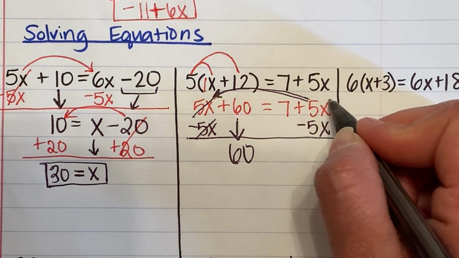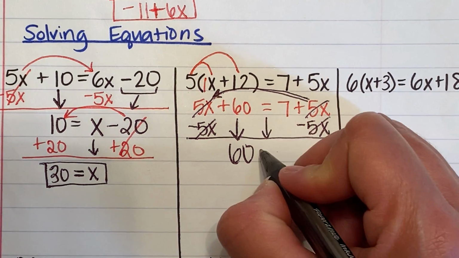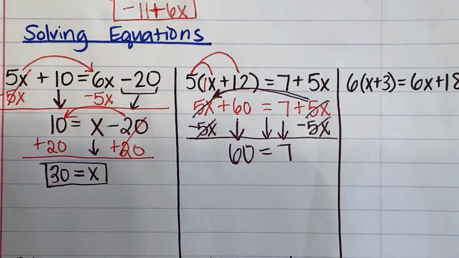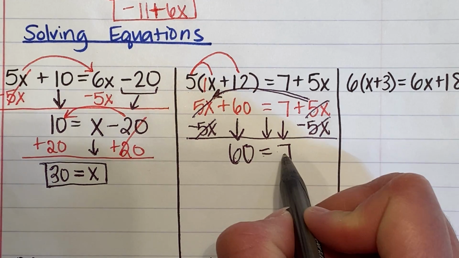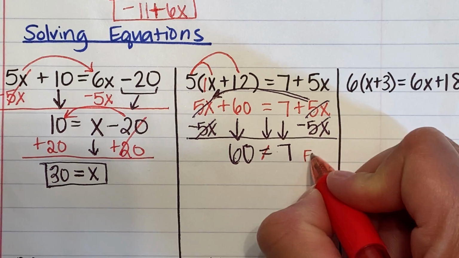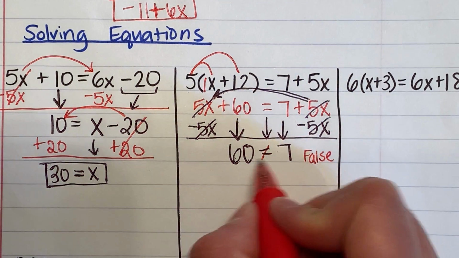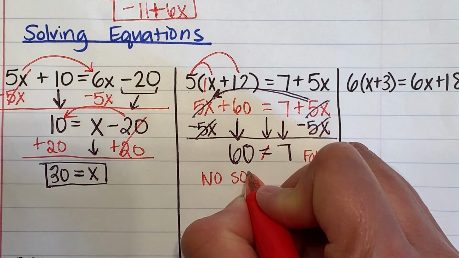5x minus 5x is 0 and I'm left without any variables. So I'm going to bring down what I have. When I look at this answer, my answer isn't x equals 60 or x equals 7. When I read this, 60 equals 7. Is that true? No, that's not a true statement. That's a false statement. So anytime you cancel your variables and you're left with two values that are not equal, we say it's a no solution.